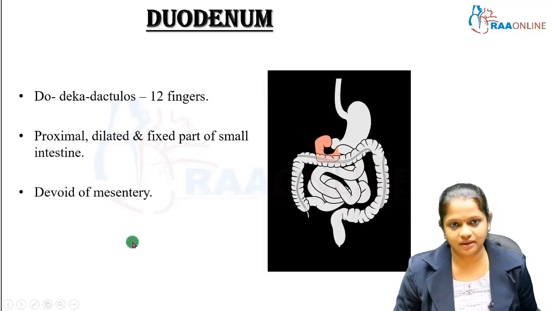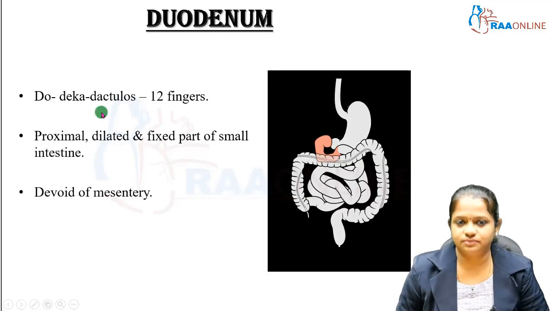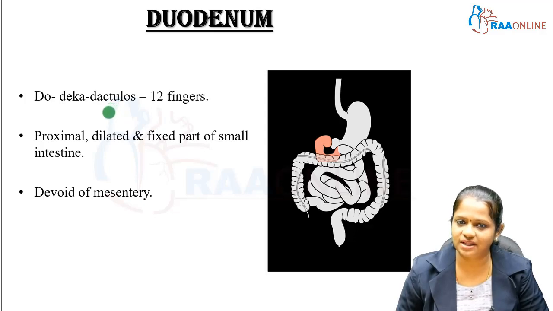applied aspects. The word duodenum is derived from Greek dodecadactylus, meaning 12 fingers. The length of the duodenum approximates to the breadth of 12 fingers. It is the proximal part of the small intestine and it is the dilated and the fixed part of small intestine. The rest of the small intestine, that is jejunum and ileum, have their own peritoneal fold called as mesentery. But duodenum is a retroperitoneal organ which is devoid of mesentery.